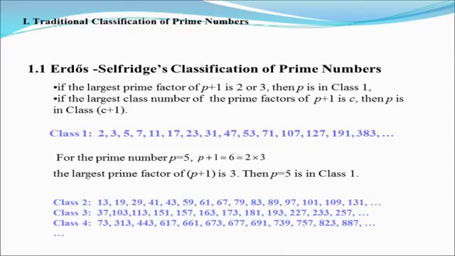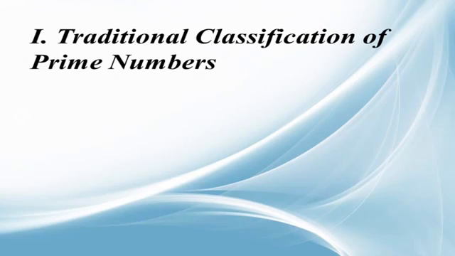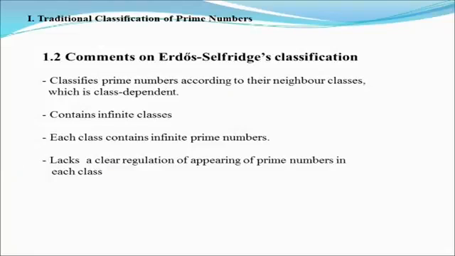First, I'm going to start with the traditional classification, which is the system which people usually adopt. It is without doubt that Erdos-Selfridge's classification is quite a pioneer in the classification of prime numbers. For example, 2, 3, and 5 belong to class 1, and 13, 19, and 22 belong to class 2, etc., etc. But there's no regulation between the prime numbers. And so, the classification method has some minor drawbacks.